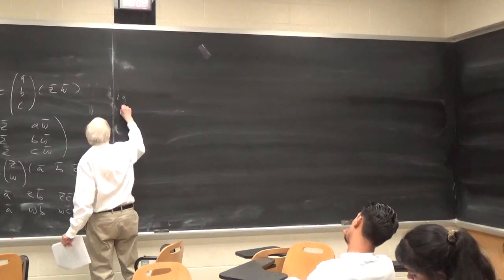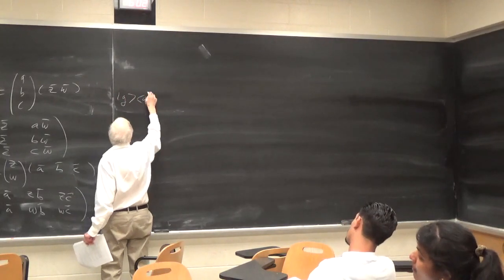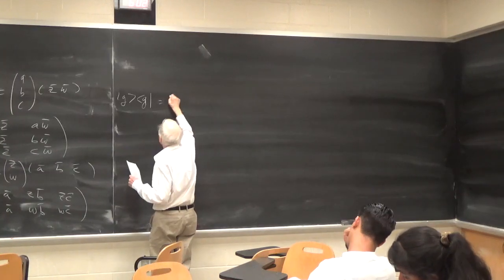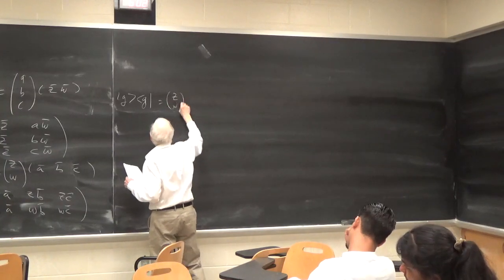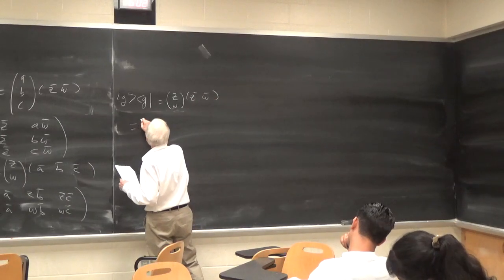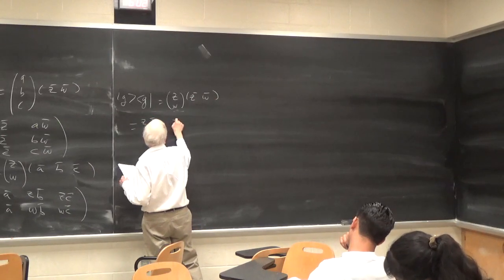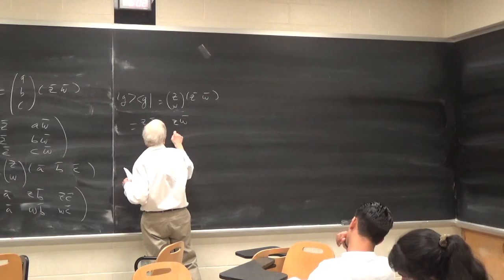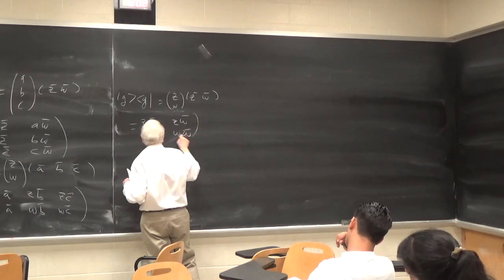Let me just write the outer product of G with itself. This would be (Z, W) times (Z star, W star). So this is Z Z star, Z W star, W Z star, W W star.